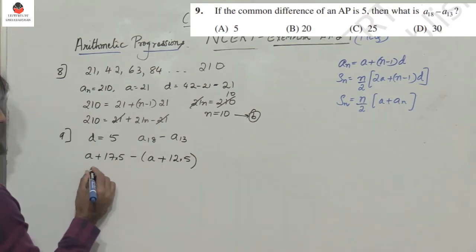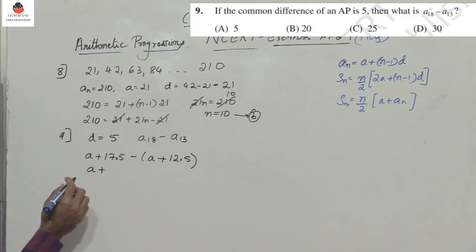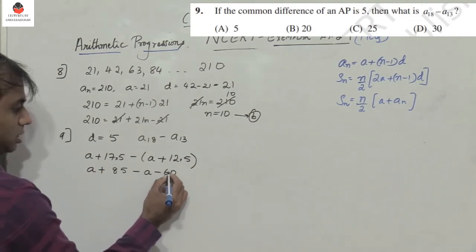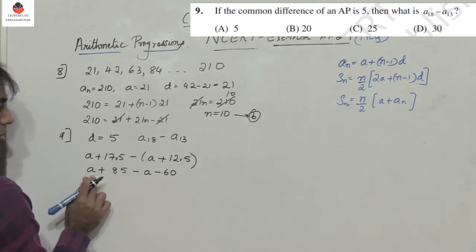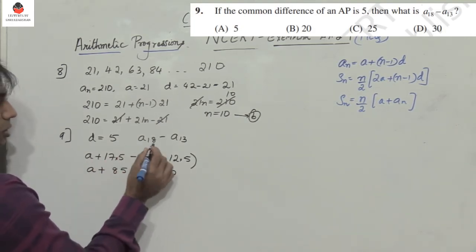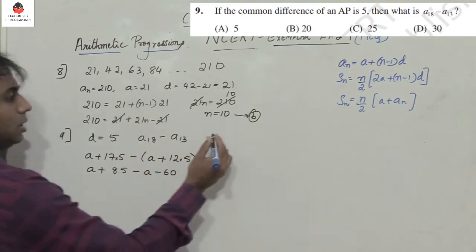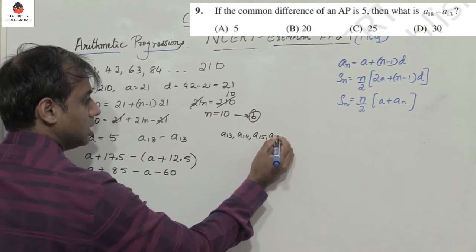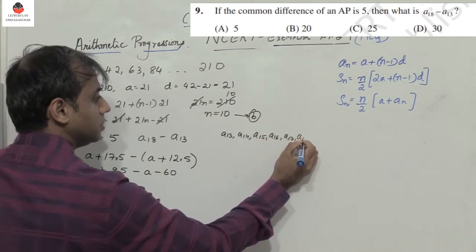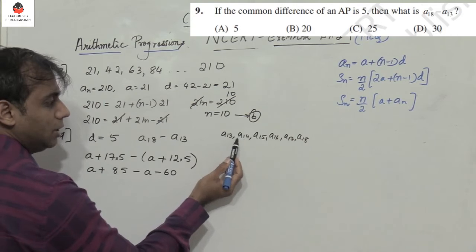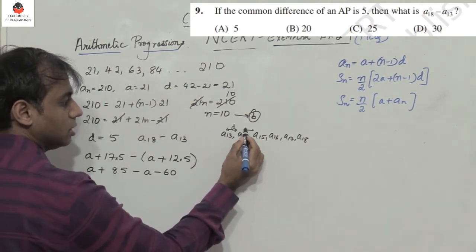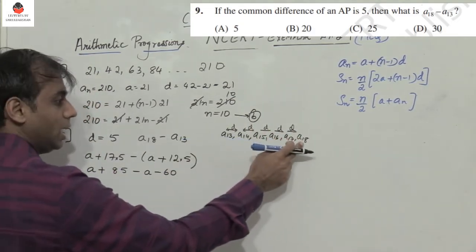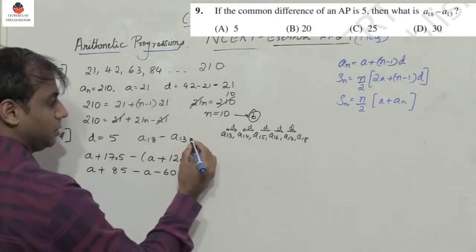So now let us solve this. You get A plus 17 into 5, 85, minus A minus 60. So A gets cancelled. Now what is this equal to? A18 minus A13. Now you have A13, 14, 15, 16, 17 and 18. To get A14 I have to add D, so the difference is D, D, D, D and D. So A18 minus A13 will give me 5D.